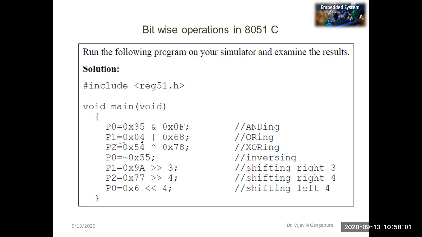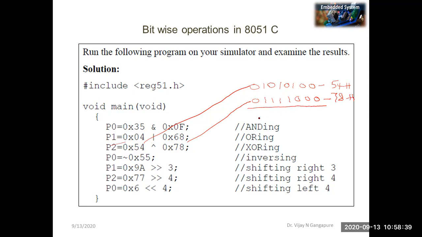So 0x54 means 0 1 0 1, and 4 means 0 1 0 0. So this is 54H. Next is 78. 0x78 means 0 1 1 1 1 0 0 0. This is 78H. So, the bitwise XOR operator.